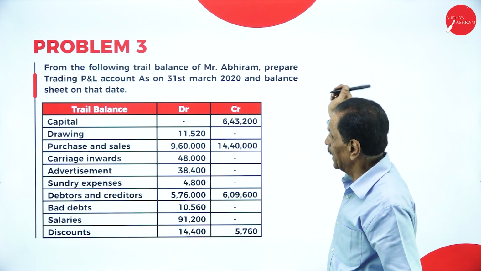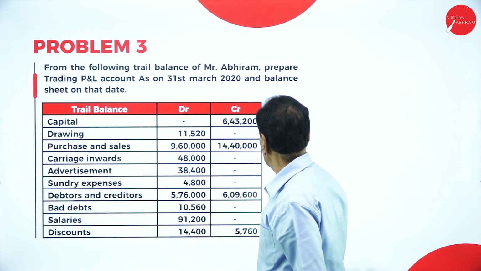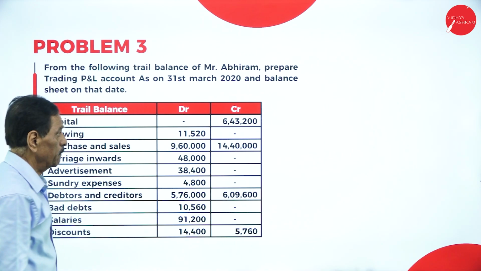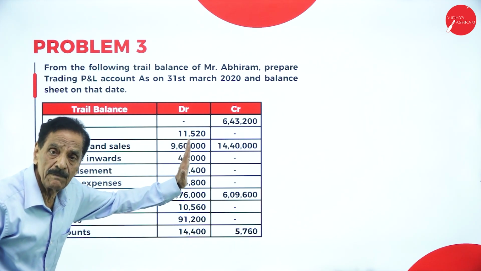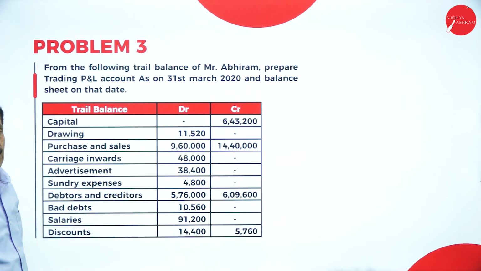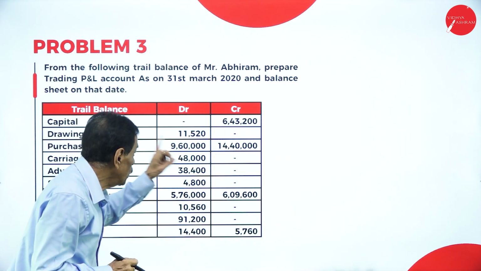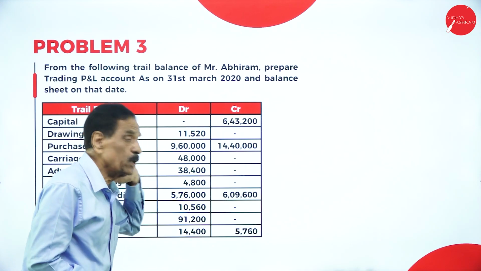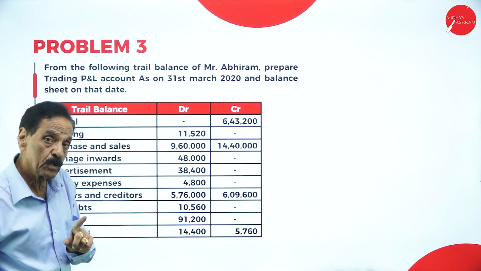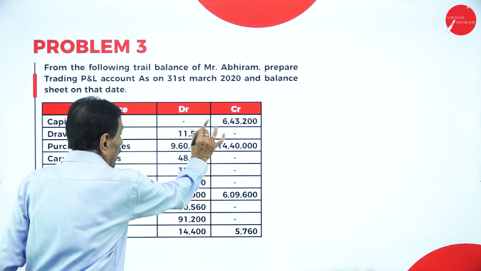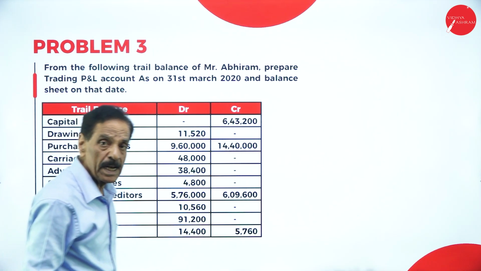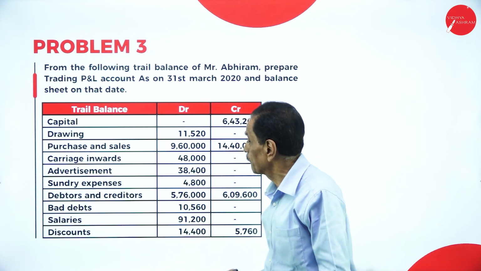From the following trial balance of Mr. Abhiram, prepare trading and profit and loss account. Okay. So they will give the debit side, they will give the credit side. I told in the last session, debit side shows the expenses, credit side shows the income. Debit side shows the asset, credit side shows the liability. Capital, liability side of the balance sheet. Drawing should be deducted from capital.